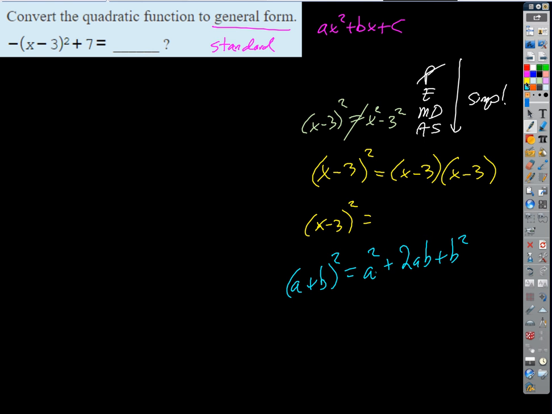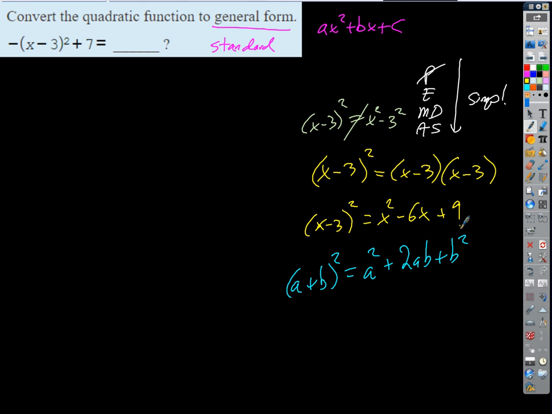So wouldn't we just get x squared plus 2 times x times negative 3? What's that? 2 times x times negative 3. Negative 6x, right? Plus negative 3 squared is 9, right? So that's, the shortcut is good. I mean, it really saves you time.